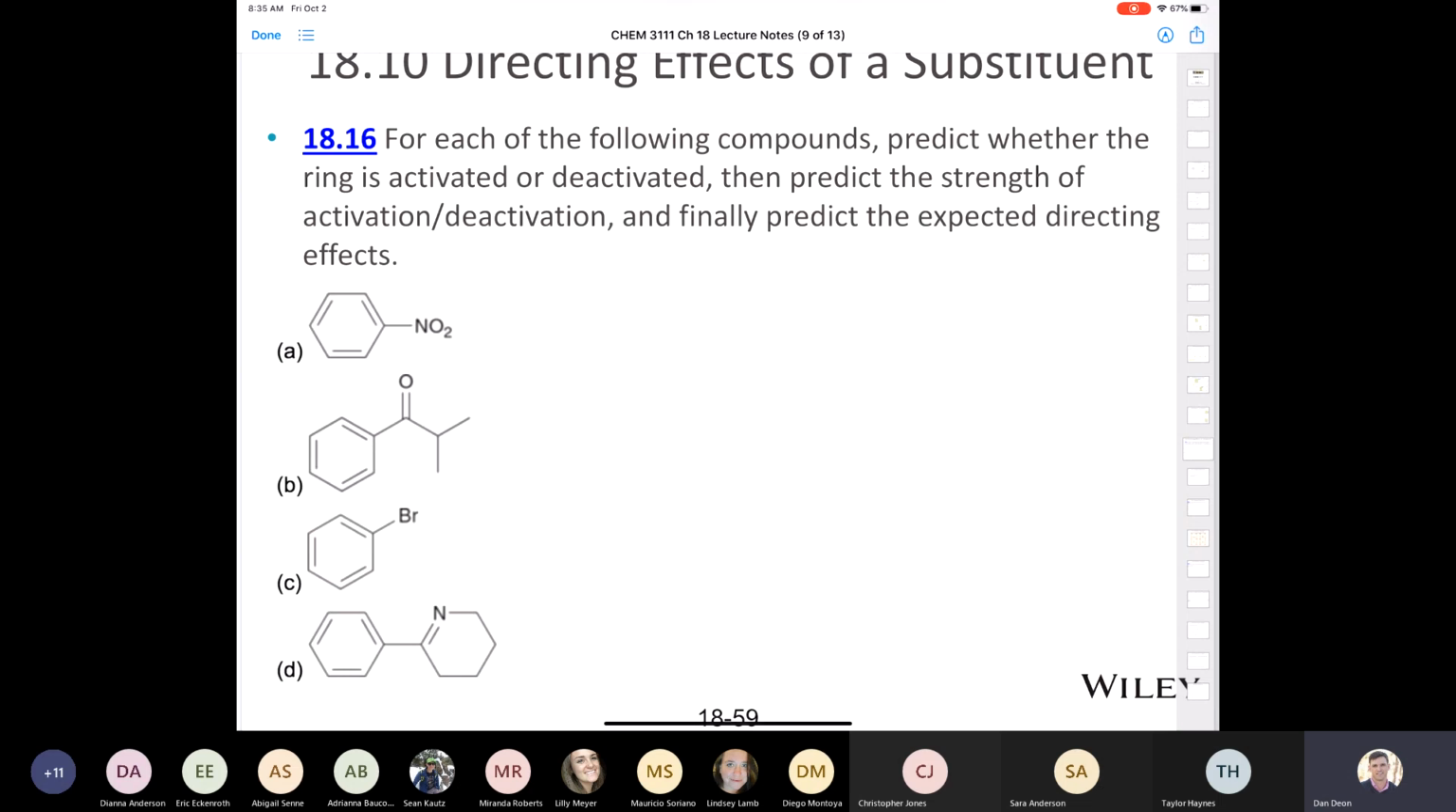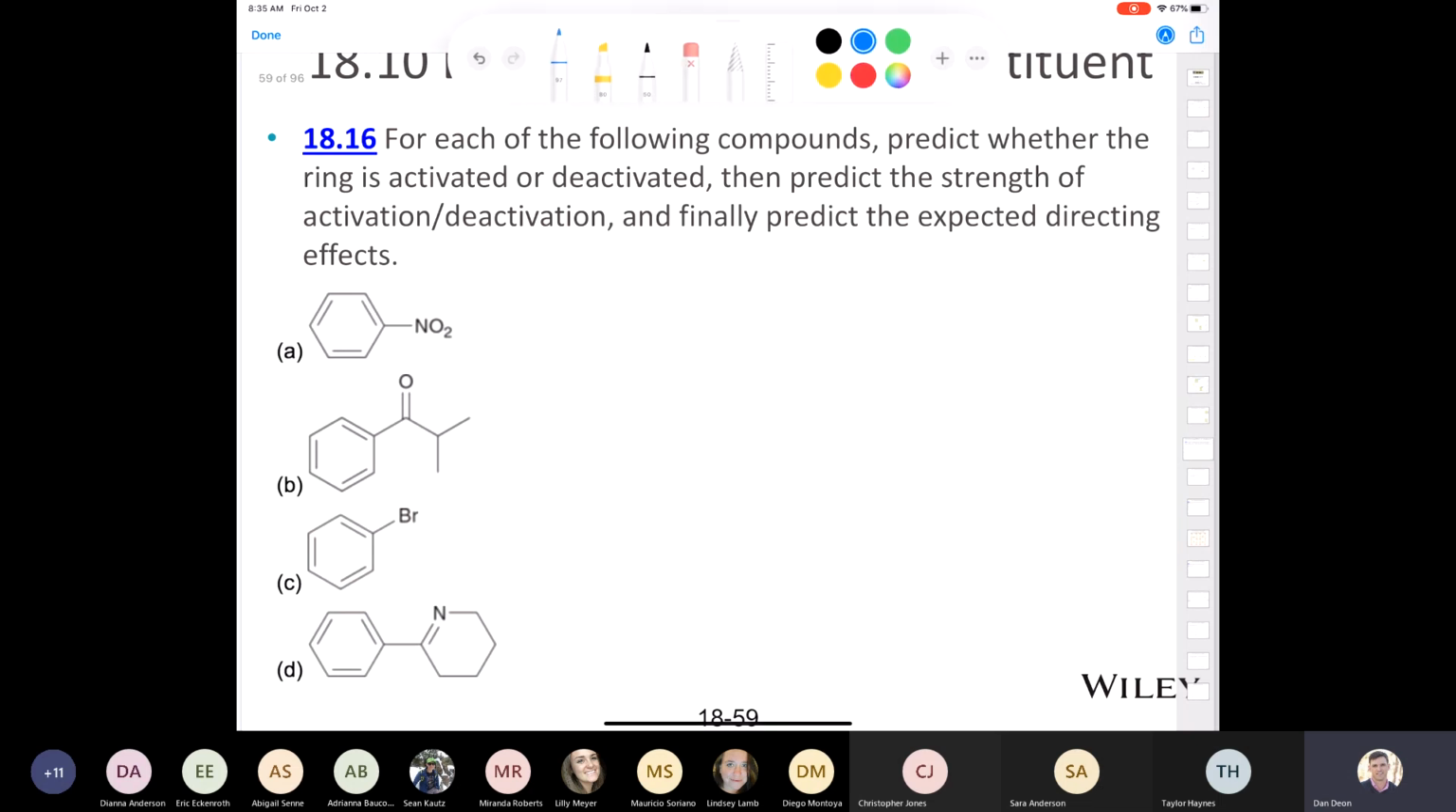Who's got an idea? A nitro group, nitrobenzene. Yeah, it's a strong deactivator. It's definitely a deactivator, that's for sure. And it was one of the strong ones. So let's write that down. We'll put strong deactivator. And where is that going to direct? Ortho, para, or meta? Yeah, it's going to direct at the meta position. Okay, let's move on from there.